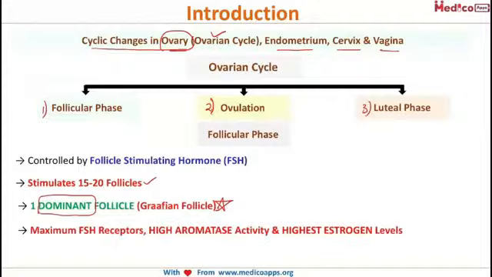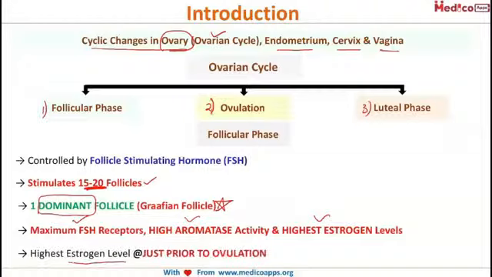It is selected on the basis of the maximum FSH receptors, high aromatase activity and highest estrogen levels. So, the follicle out of these 15 to 20 which has the maximum FSH receptors, highest aromatase activity and highest estrogen level is going to be the dominant follicle. Now, another important exam bit for you over here. The highest estrogen level in the female is seen just prior to ovulation. Highest estrogen level in the body occurs just prior to ovulation.